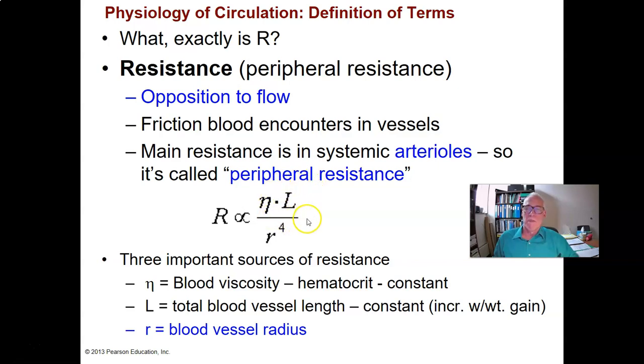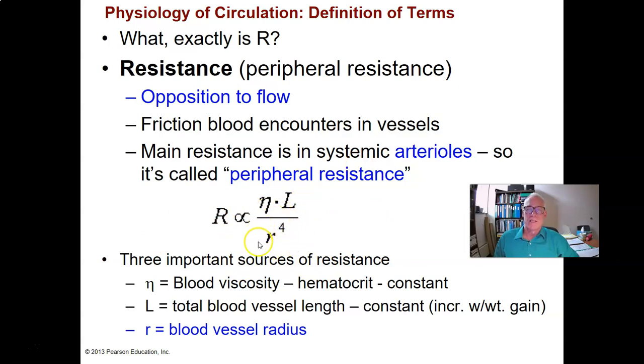The length of the plumbing. The longer the distance of a tube you try to push blood through, the greater the resistance. It's harder work to push blood through a longer vessel than a shorter one. And that's actually related to the total amount of tissue. So if you add a lot of adipose tissue to your body, you effectively increase the length of the vessels and your blood pressure will go up. Resistance will go up, I should say.